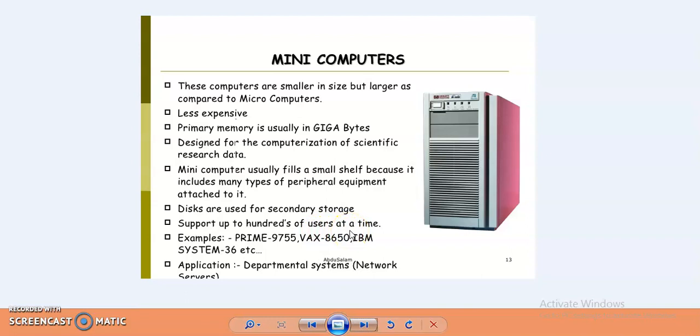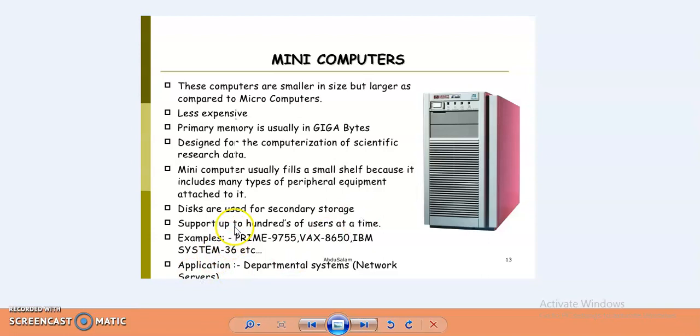So it can support or serve 100 users at a time. As compared to microcomputers, we know that only one or two people can work on a microcomputer at a time, but a minicomputer can work as a server in a smaller network like a LAN, or maybe in a MAN, where it can serve up to 100 users at a time.